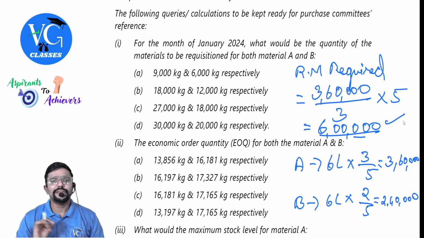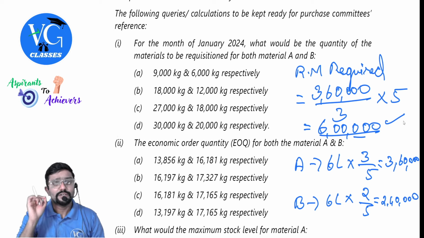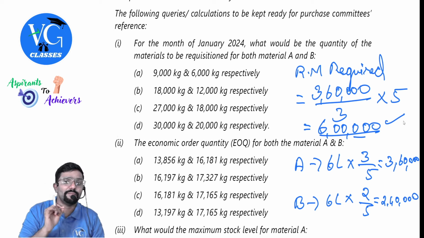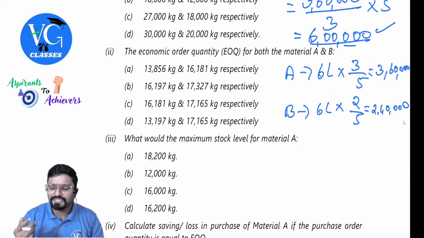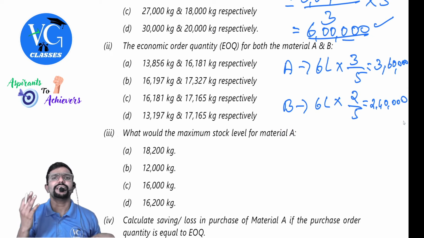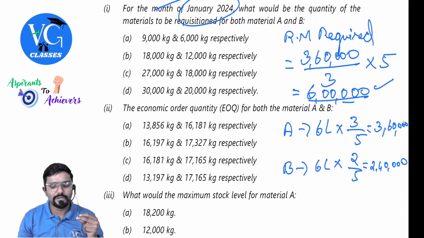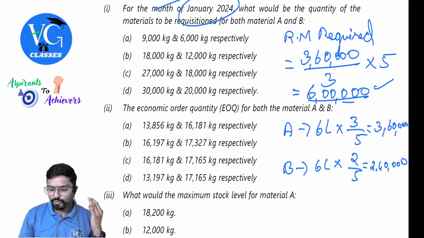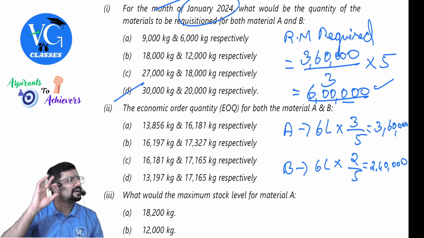For the month of January 2024, what would be the quantity of materials to be requisitioned for both material A and material B? They have asked for the month. Whatever I have done, just divide it by 12. So 3 lakh 60,000 divided by 12 is 30,000. 2 lakh 40,000 divided by 12 is 20,000. Got it? Yes.